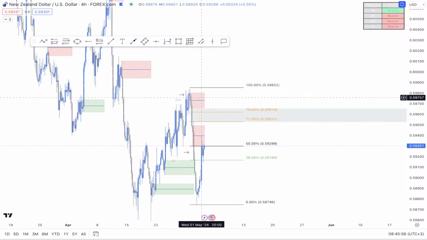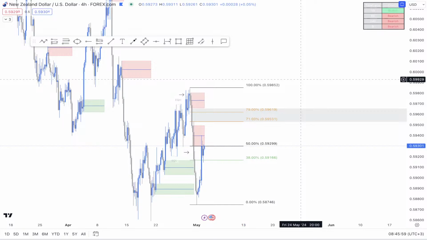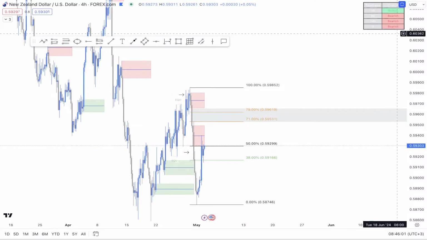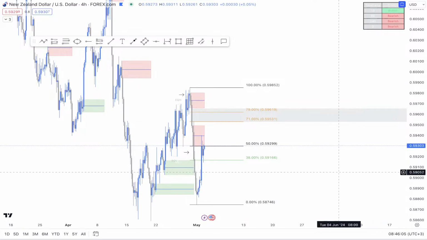Right above it, we have a bearish trader order block as well, which is a good added confluence, and the daily and the 4-hour are both bearish on the trader graph as well, which is exactly what we want.